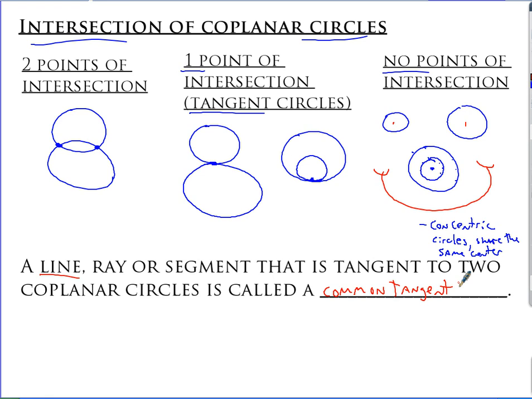Well, you'd have two circles, right? So we have to draw two circles. I can draw a circle and another circle. Can I draw a line that's tangent to both of those circles? Yeah. What would that mean? If it's tangent, it means it does what?